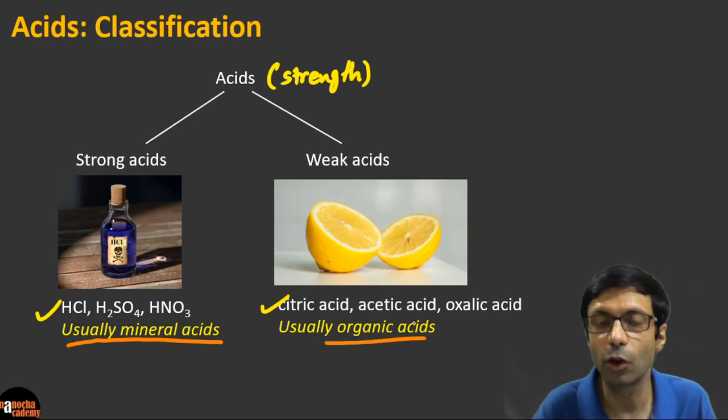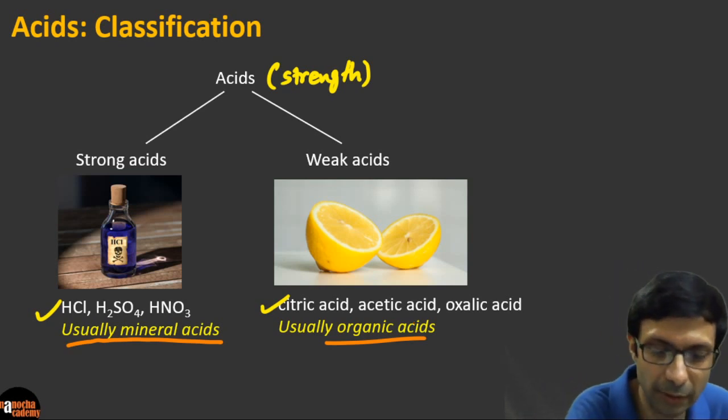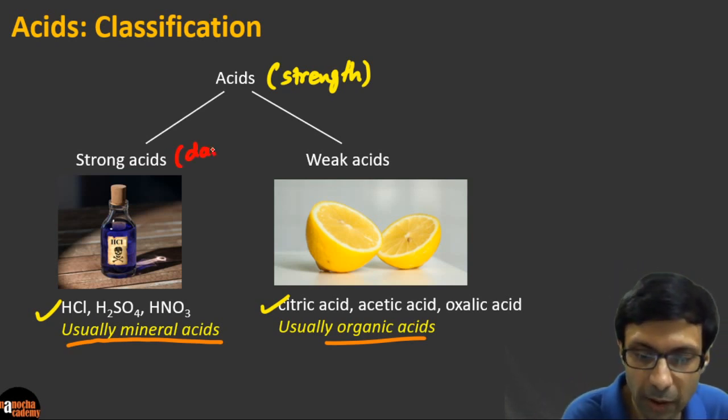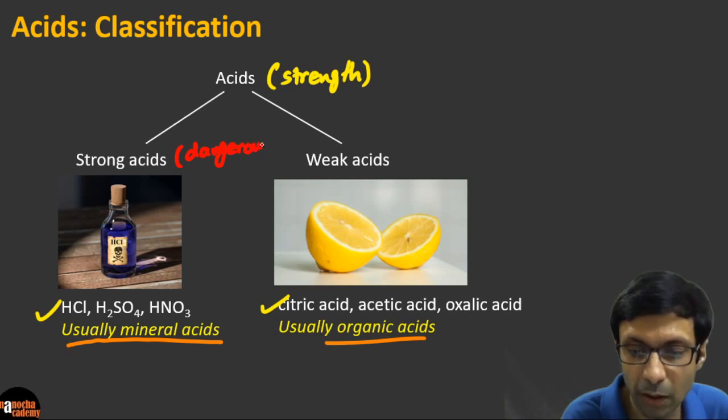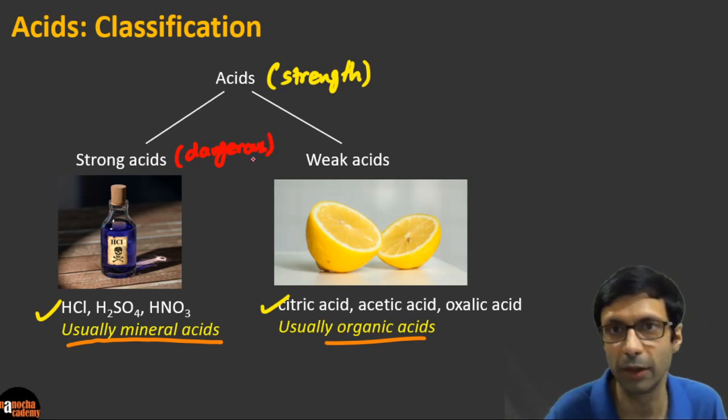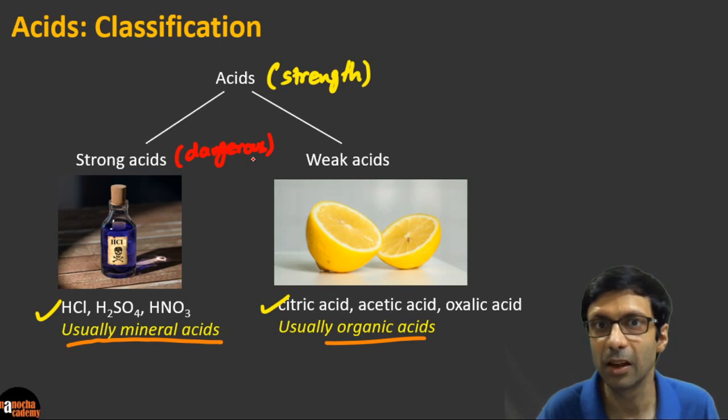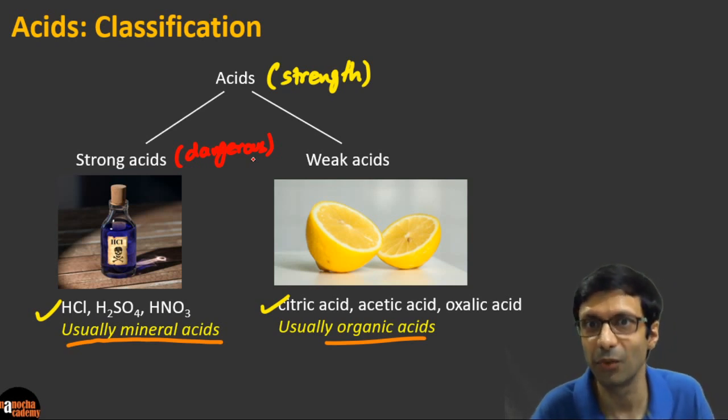Strong means they are highly corrosive. These acids are dangerous, right? So the strong acids are usually dangerous because they have a really strong and corrosive nature. And the weak acids are not so dangerous. In fact, we eat the weak acid, right?